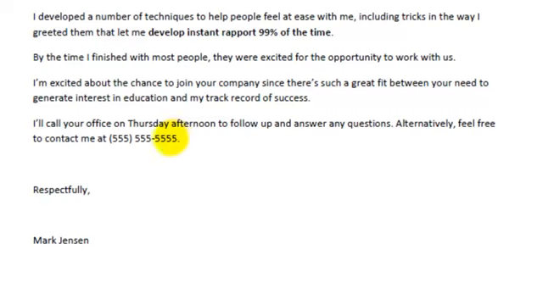Obviously, if you're printing it out, you want to leave enough room here to be able to sign it. Or if you're just sending it as an email attachment, you probably don't even need the space. You can just say respectfully, comma, and then on the next line, your name.